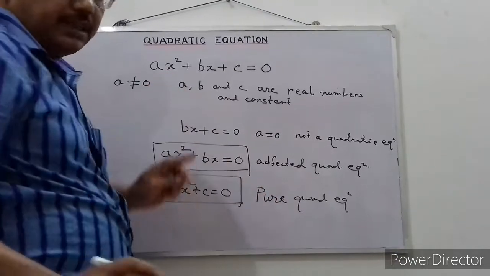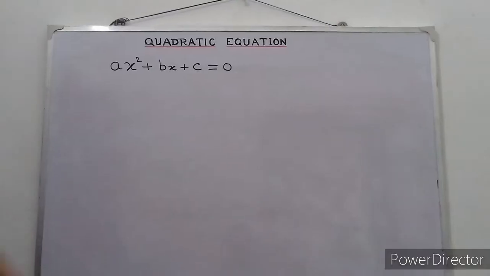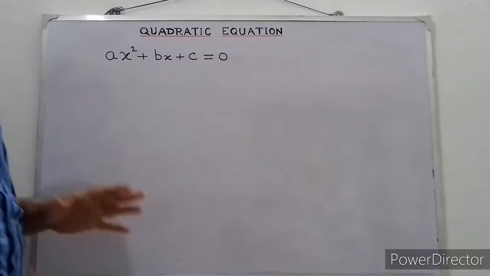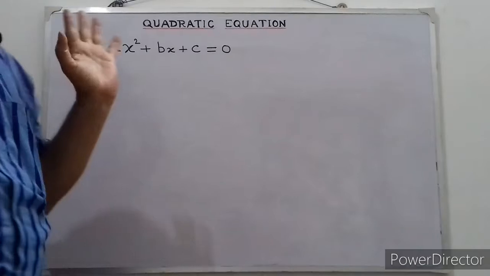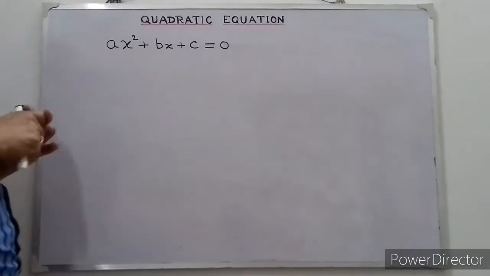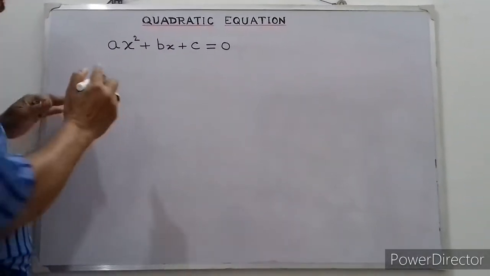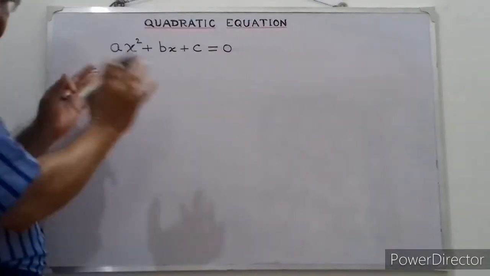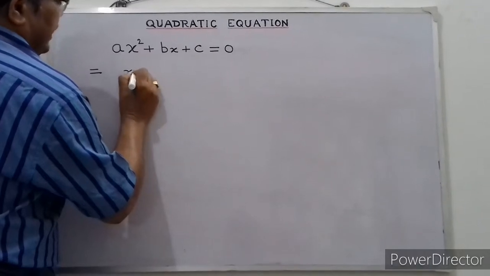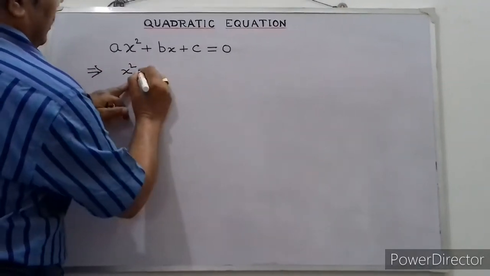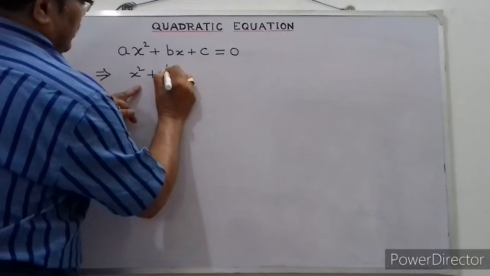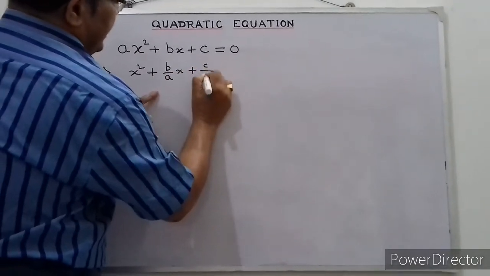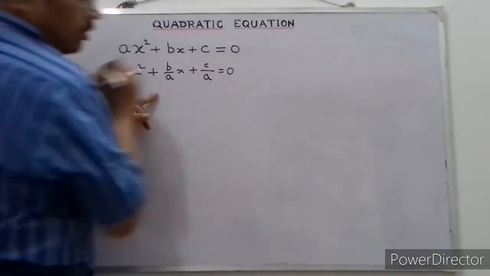Okay. So now how can we solve this quadratic equation? That means how can we find out the value of the variable or value of the x? Just follow carefully. If we divide both sides by a, we will get x square plus b by a x plus c by a equals 0. Right?